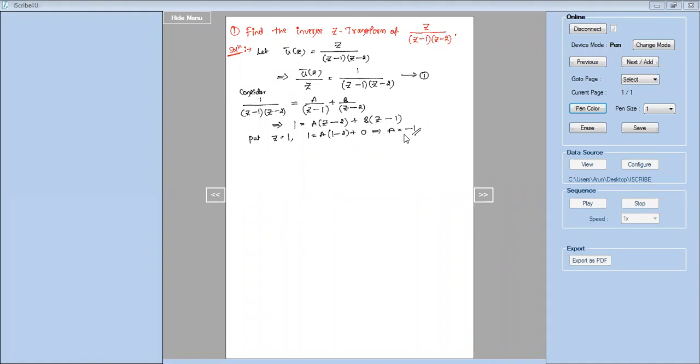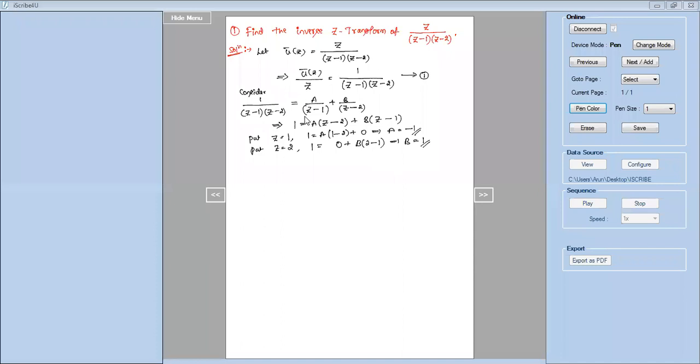Now the second root you substitute, put z is equal to 2. Correct? So you get left hand side 1. 1 equals, if I put 2 here, this is 2 minus 2, 0, 0 into A, 0, plus B, it is 2 minus 1. So on simplification, here you get B is equal to 1. Correct? 2 minus 1 is 1, 1 into B is equal to 1. So B is 1. So A is minus 1, B is 1.